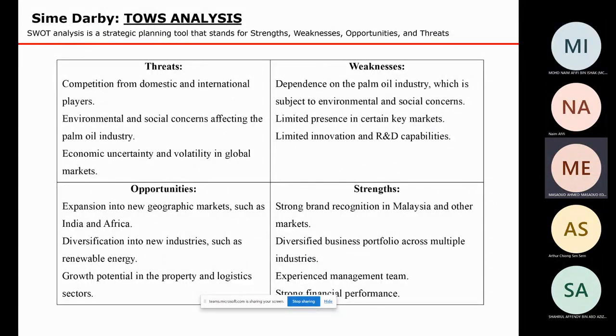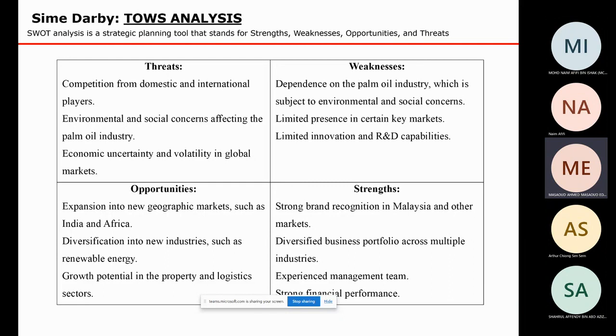Yes. For the threats analysis, it also continues the same. Here their threats are that they have a lot of competition from other companies and international players that work inside the country and overseas as well. The environment is affecting the palm oil industry too much, along with economic conditions and variation in global markets.